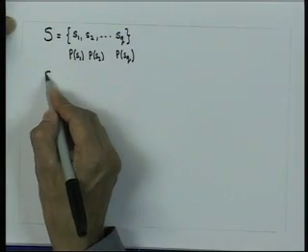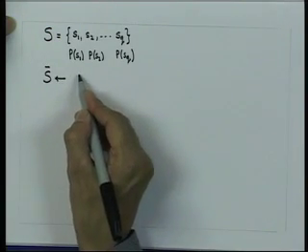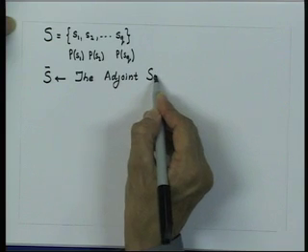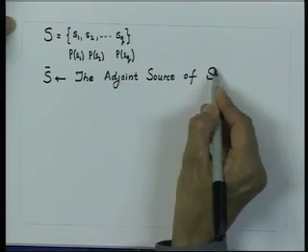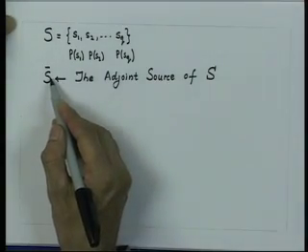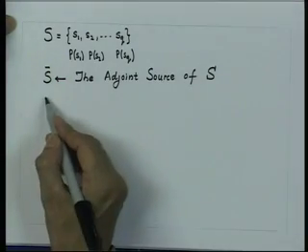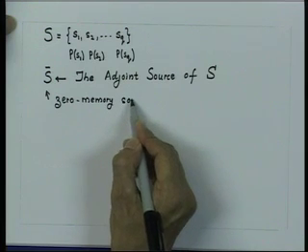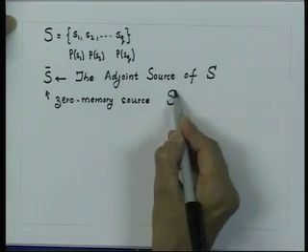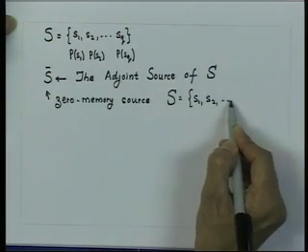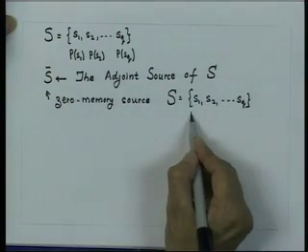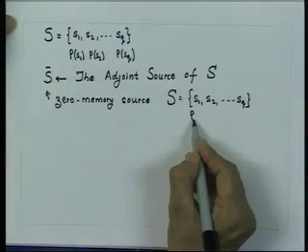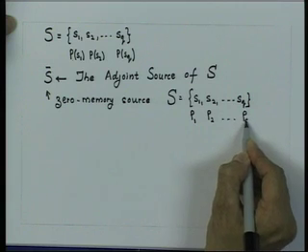Now, let me define another source S bar, and this S bar is known as the adjoint source of S. This source S bar, which is the adjoint source of S, is a zero memory source with the identical source alphabet S given as S1, S2, SQ and identical first order symbol probabilities PS1, PS2, PSQ. I will denote this in abbreviated form as P1, P2 and PQ.